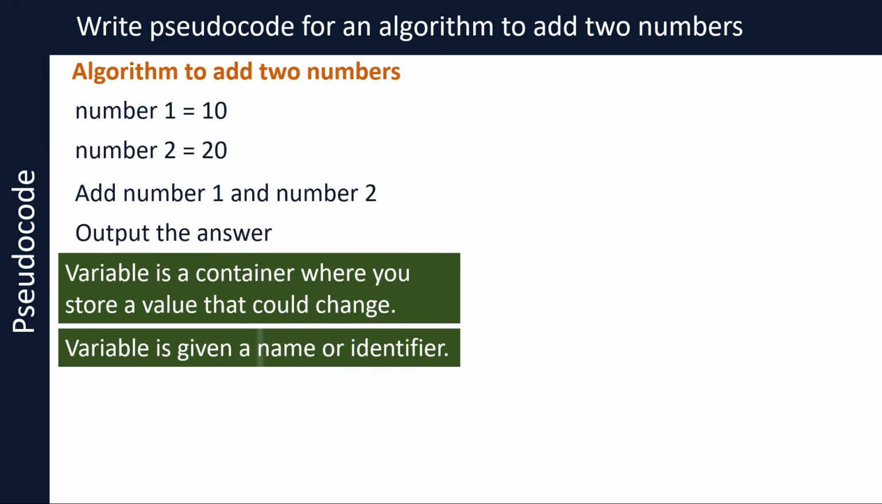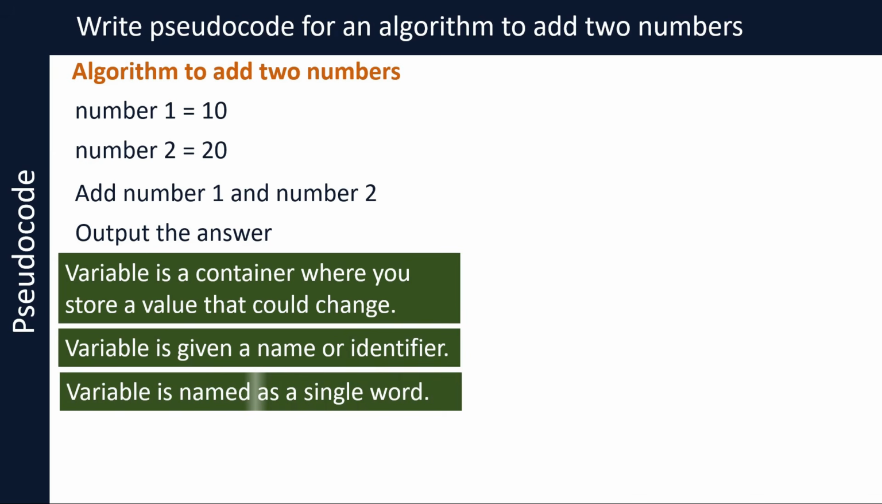There is one more thing you need to know about variables in the context of pseudocode, and that is how you name variables in pseudocode. We will discuss variables in detail in a separate video, but for now, it is sufficient to know that a variable is typically named as a single word in pseudocode.